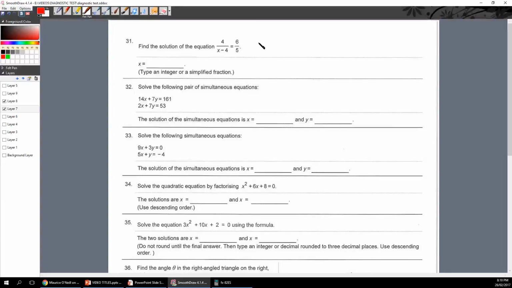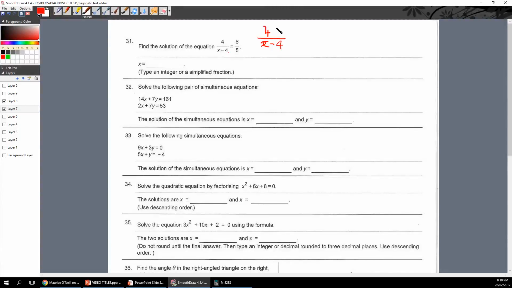All right, so find the solution of this equation. I think the first thing we need to do is to get rid of those fractions. Now, one way to get rid of the fractions is to multiply. If I multiply by x minus 4 and I multiply by 5, you'll see what happens. So you're going to get 4 over x minus 4.